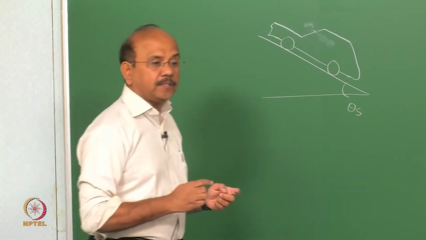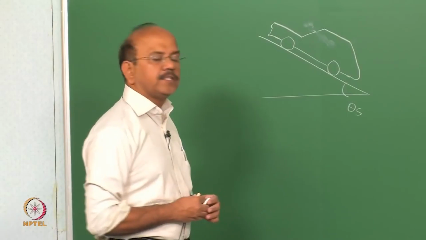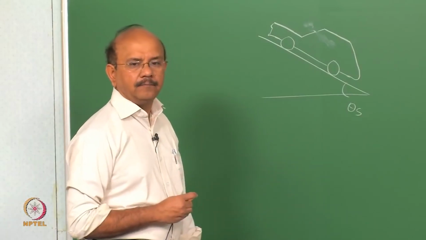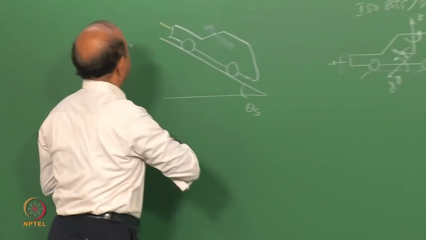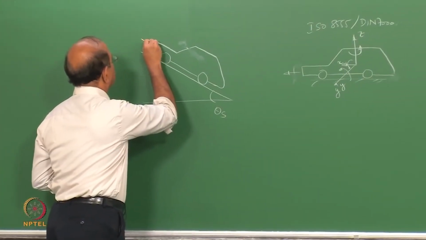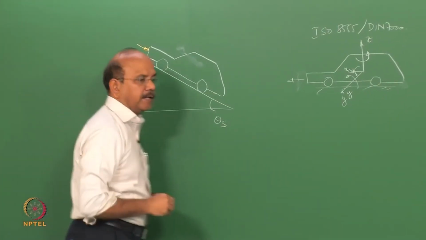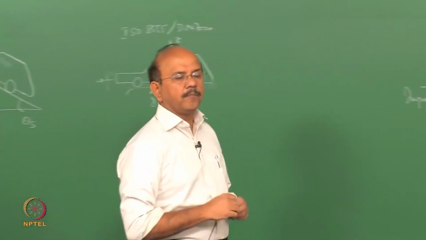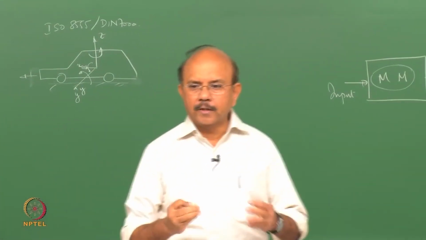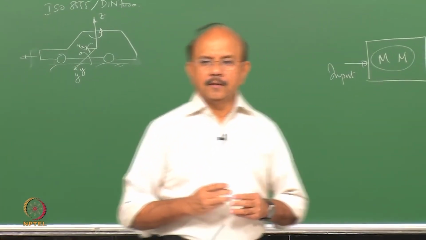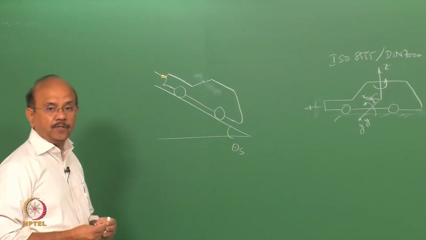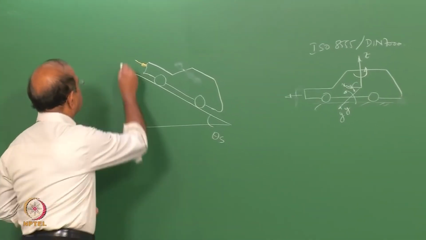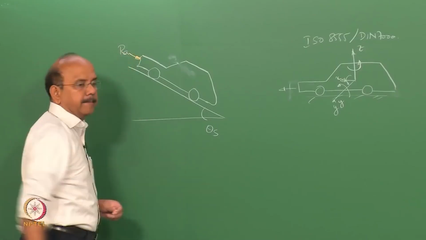So, first things first. What are the forces that are acting on the vehicle? All of us have experienced this. The first, one of the external forces, we are looking at the external forces. The external force that acts on the vehicle is what is called the aerodynamic force, which we would call Ra.